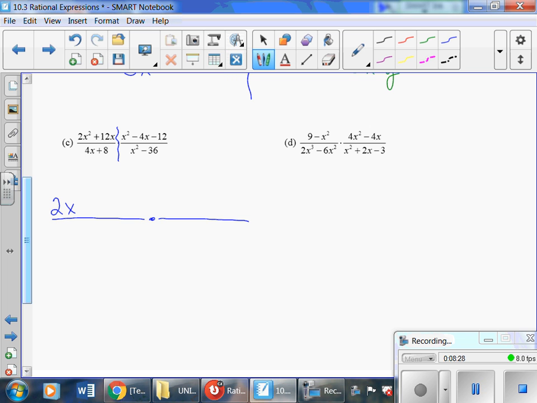Can't factor this. We don't have that trinomial here. So what do we have left over? We have x plus 6. In my denominator, I take out a 4, and I'm left with x plus 2.